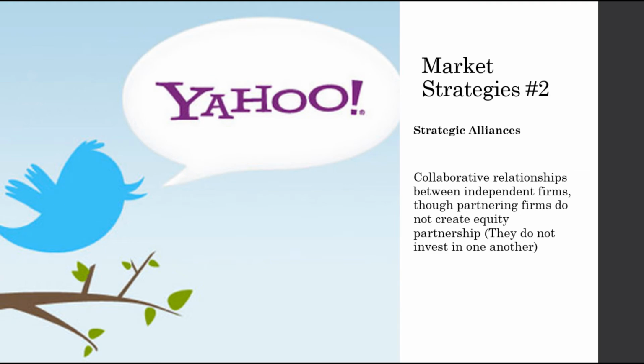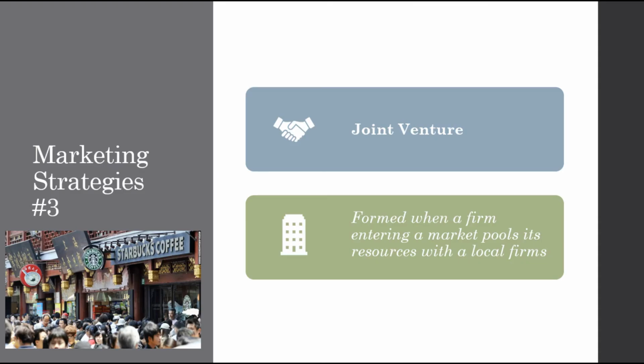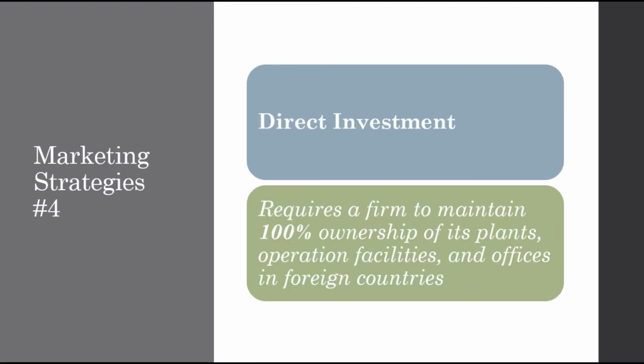The third strategy is joint ventures. They are formed when a firm entering a market pools its resources with a local firm, much like Starbucks entering China. And on to the final strategy for companies that I will be covering today: direct investments. Direct investments require a firm to maintain 100% ownership of its plants, operational facilities, and offices in foreign countries.